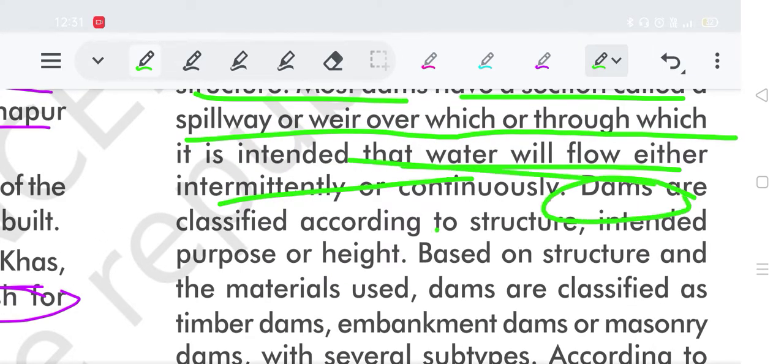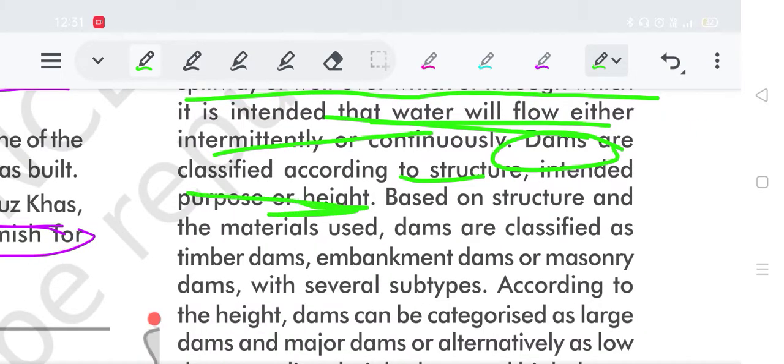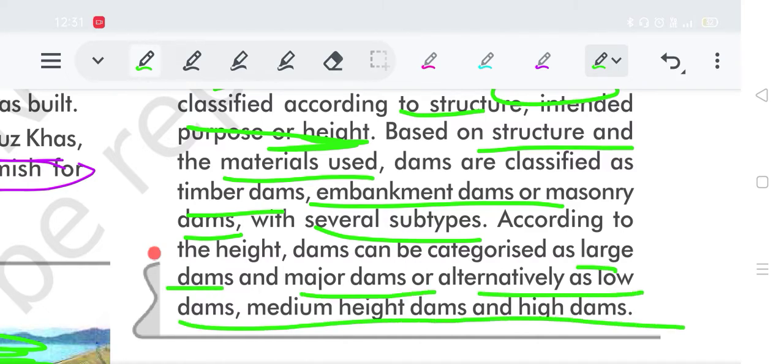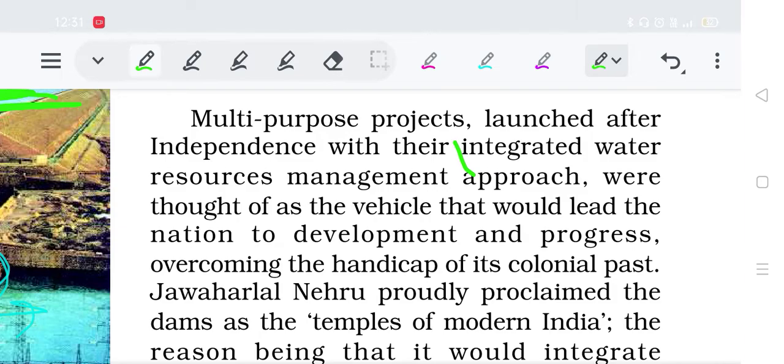Dams are classified according to their structure, intended purpose or height. Based on structure and material used, dams are classified as timber dams, embankment dams, masonry dams, and several subtypes. According to height, they can be categorized as large dams, major dams, or alternately as low dams, medium dams, and high dams. So these are the types of dams. Okay, you need not remember this, I think.